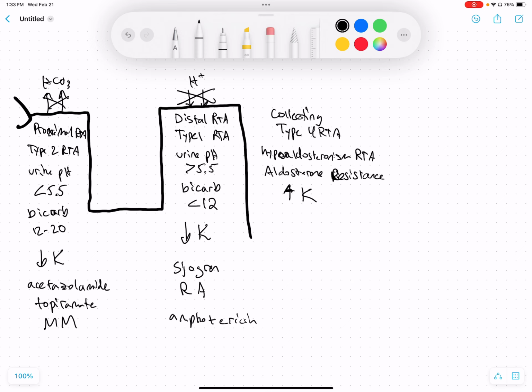So it's medications like ACE inhibitors, ARBs, things like spironolactone, spelled something like that. And you also can see type 4 RTAs. Probably the most commonly seen is in long-standing diabetes, which causes a hyporenin and a hypoaldo state.